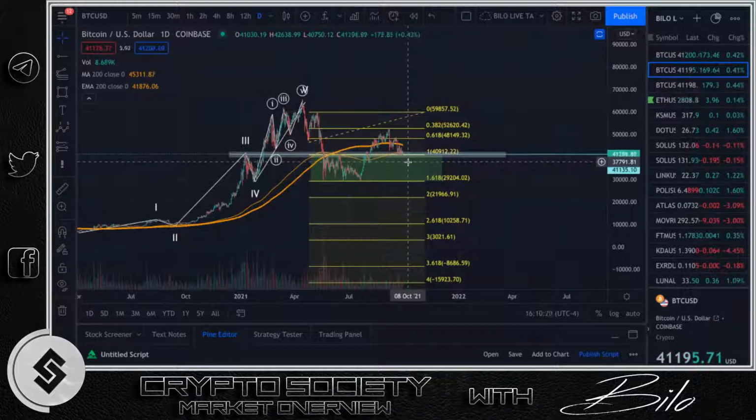And that's what's important, guys, when it comes to TA. It's not about predicting the future. It's about analyzing what's happening right now and then outlining the potential possibilities of what's to come.